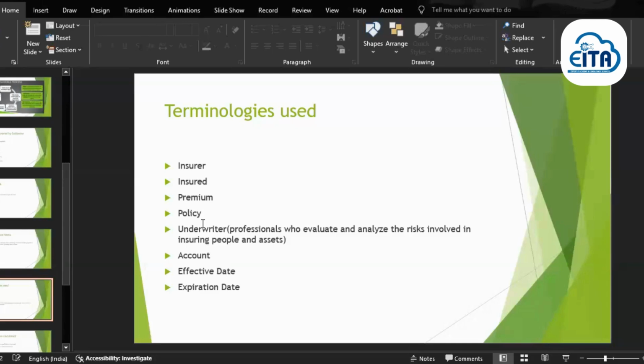An account is basically used to hold policies inside it. Effective date is the start date of the policy. Expiration date is the end date of the policy. Any doubts over here in these terminologies?